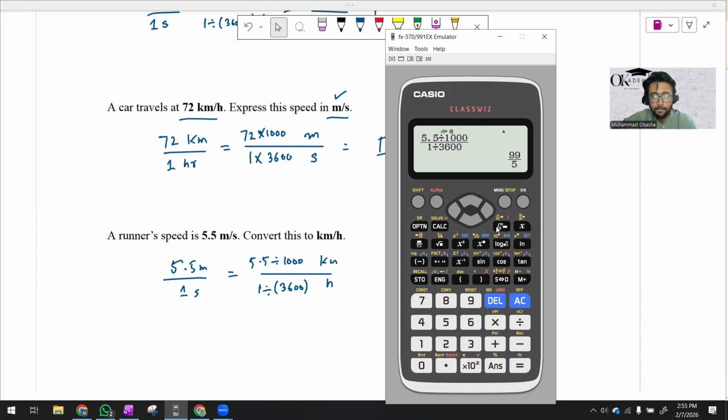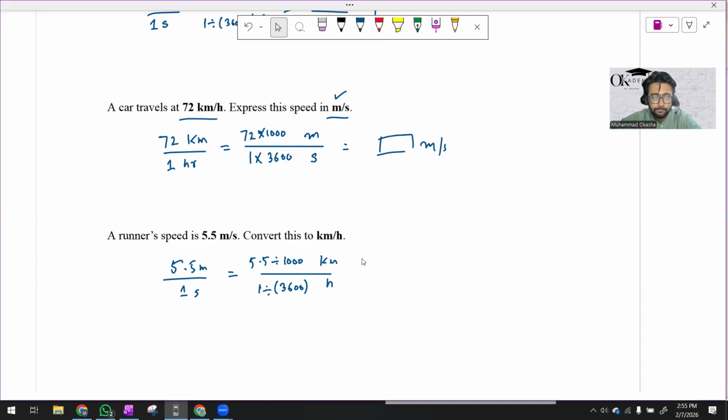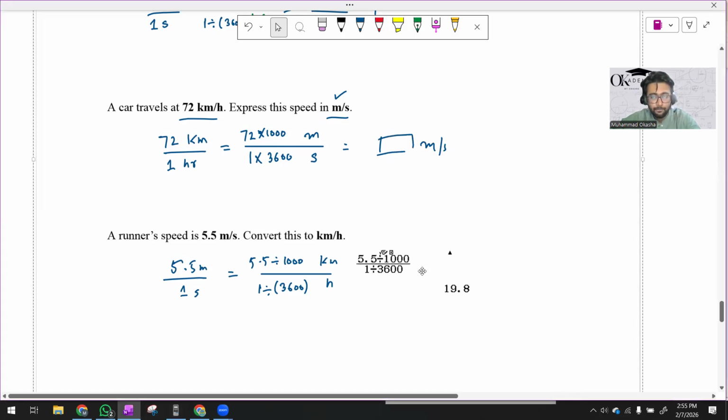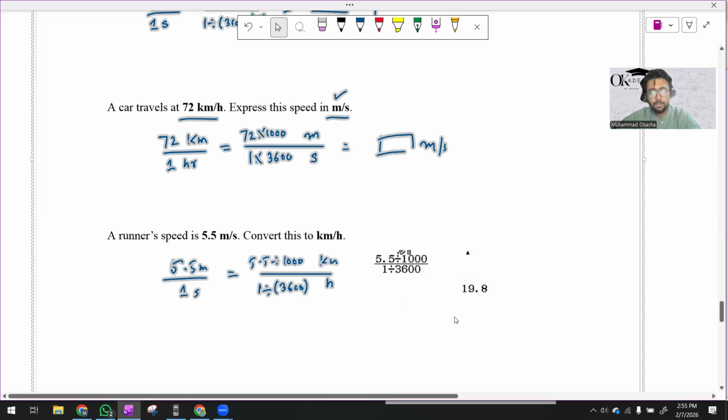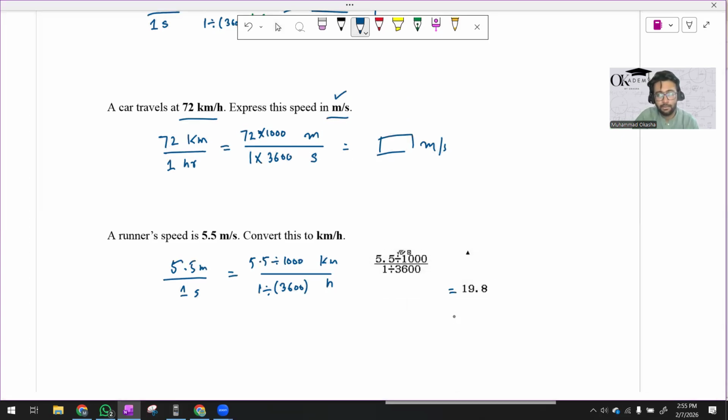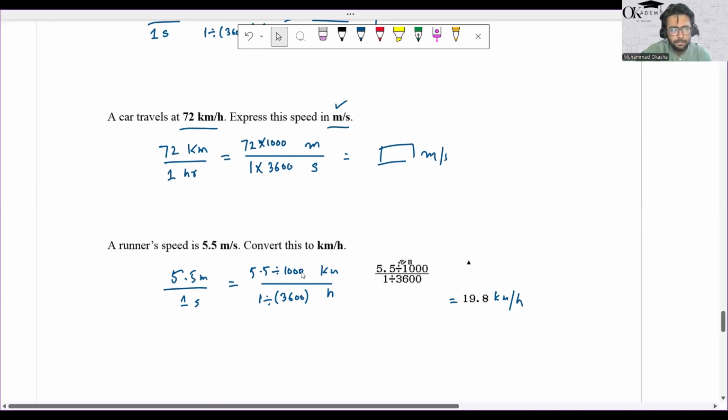Okay, 99 divided by 5. Press this button, you see this? S and D and you'll get 19.8. Okay, and this is what your calculation looks like. And this is your answer, 19.8 kilometers per hour. I hope it makes sense. This is a little technical, otherwise everything else is pretty simple.